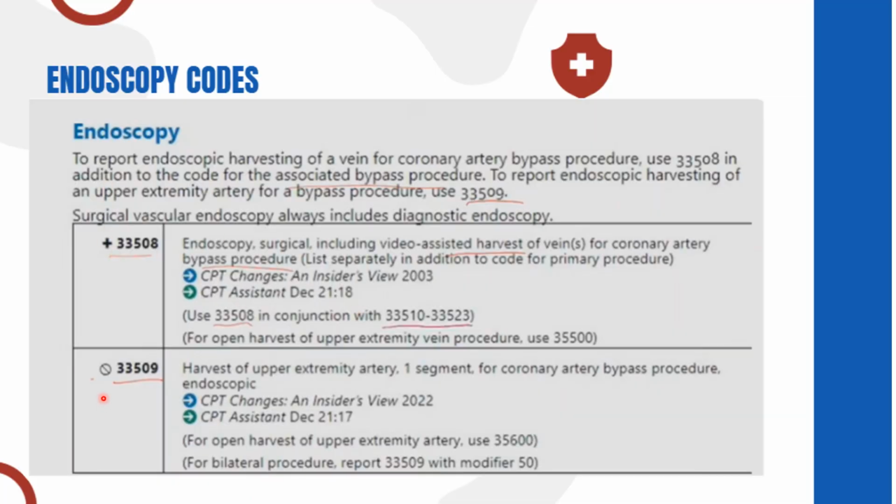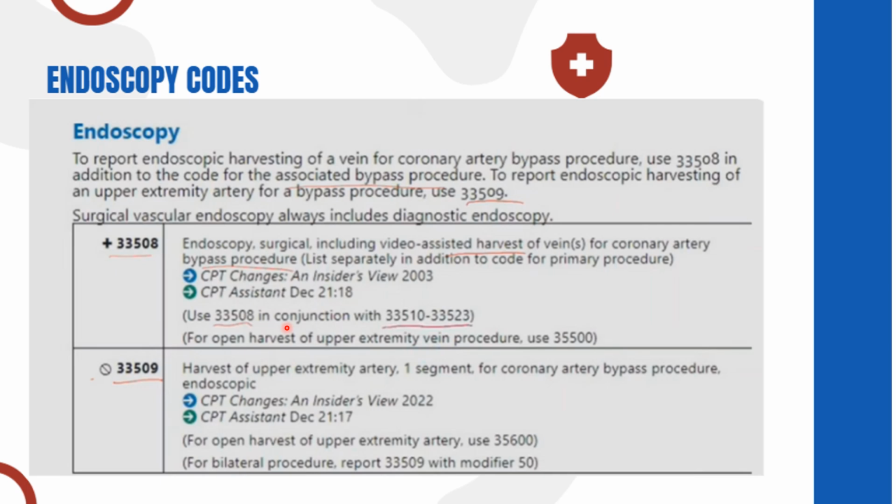So these are the two important codes that we will use whenever we harvest the particular graft material endoscopically. To report the endoscopic harvesting of the vein for the coronary artery bypass procedure, use 33508 in addition to the code for the associated bypass procedure. To report the endoscopic harvesting of an upper extremity artery for the bypass procedure, use code 33509. So 508 is the code I will use for the harvesting of the vein, while 509 I will use for the upper extremity artery.